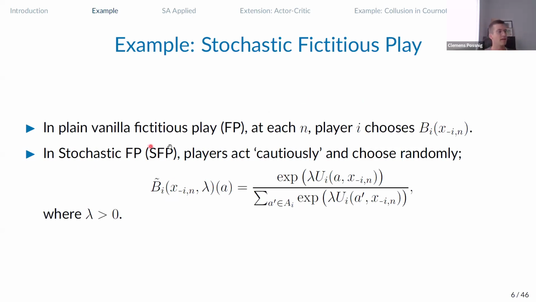In stochastic fictitious play, players are a bit more cautious in the sense that they now choose probabilistically, and they choose probabilities that are proportional to the expected payoff given the opponent's empirical frequency of play. So for some positive lambda, we have this softmax or logit response function, where the larger lambda is, the closer you get back to BI, the best response function, the more weight you put on the argmax. And I'm going to call this function BI tilde of empirical frequency and lambda. So that's stochastic fictitious play. Every period you choose randomly based on this logit response function.